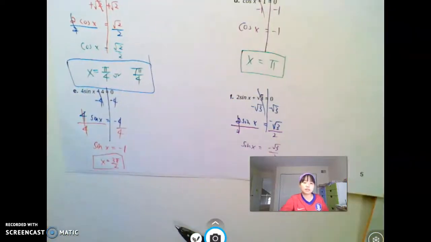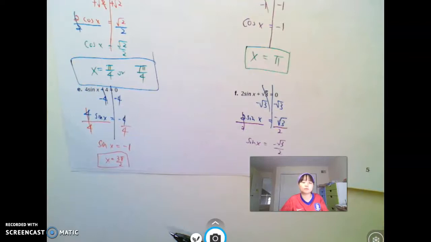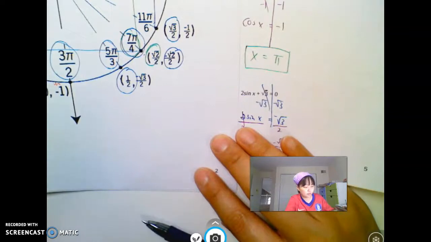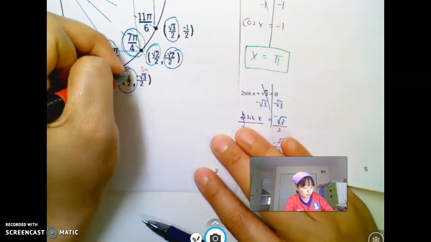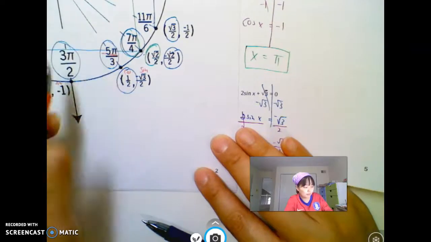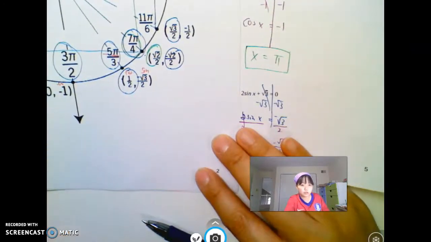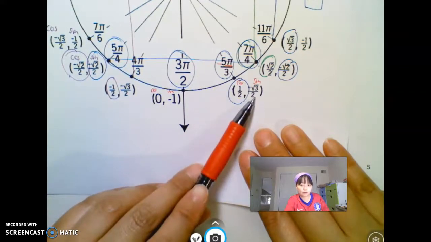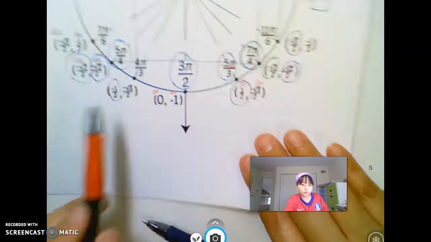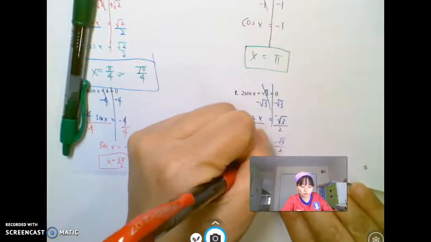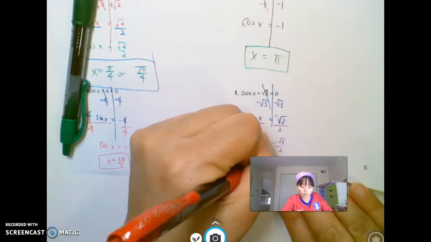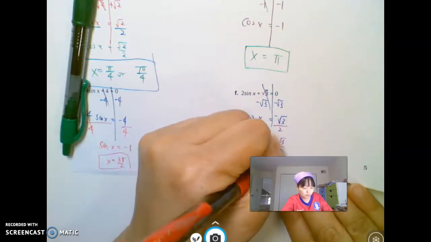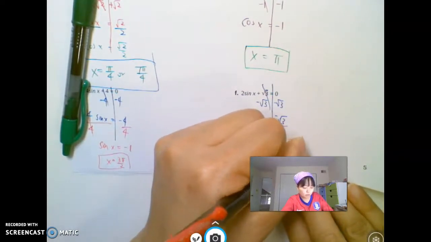Sine is the y, so look for the y at negative root 3 over 2. Negative root 3 over 2 and the y. Here it is. Here's sine, here's cosine. So right there at 5 pi over 3 or 4 pi over 3. So here 5 pi over 3 is negative root 3 over 2, or 4 pi over 3. 5 pi over 3 or 4 pi over 3.